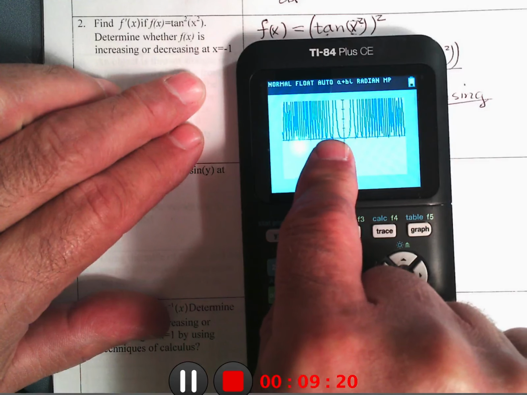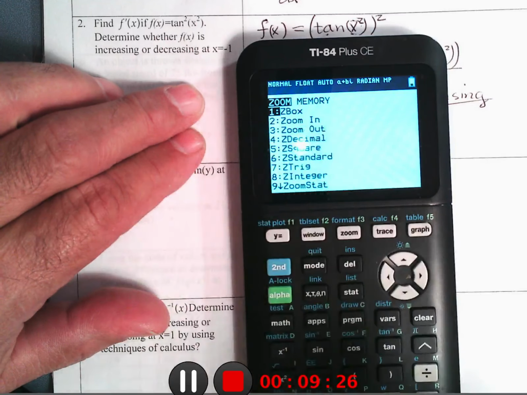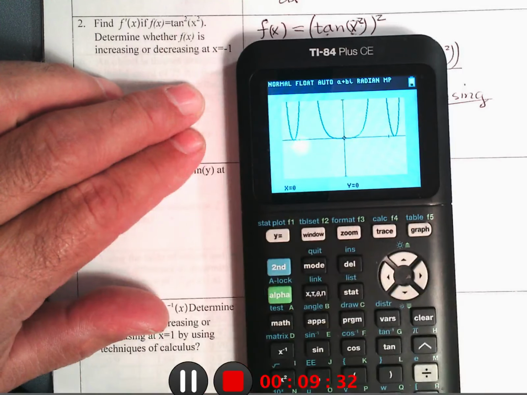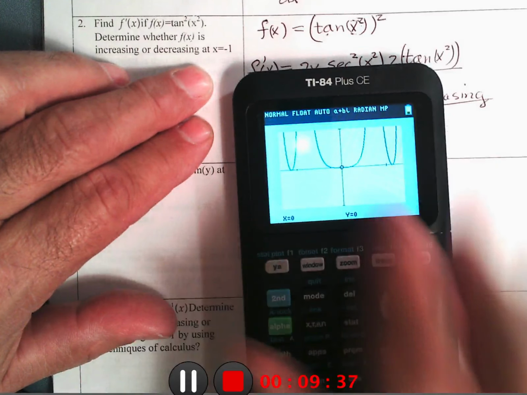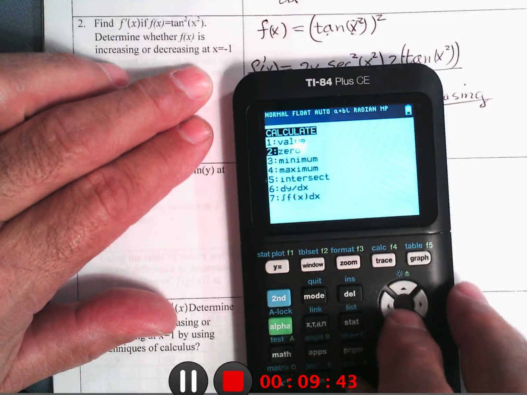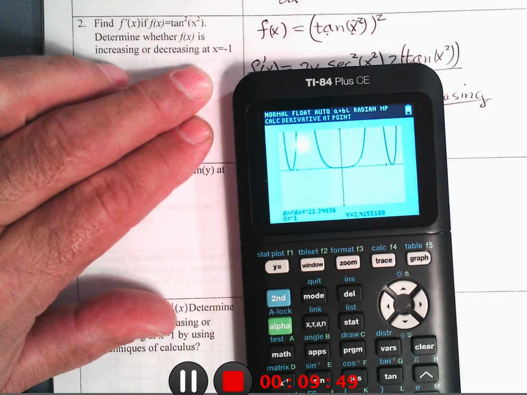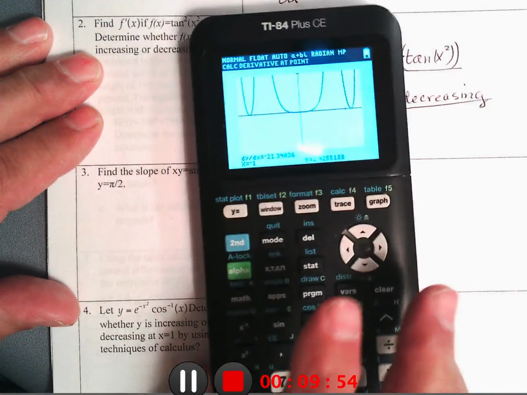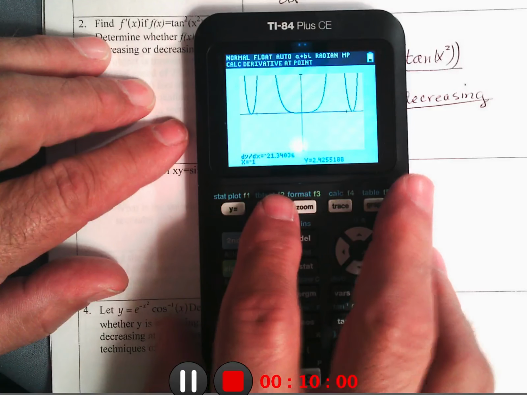I want to know what's going on at negative 1. Well, let's zoom in, zoom to, enter. At negative 1, looks like the slope is positive at negative 1, doesn't it? Second, calculate the slope, dy dx, at negative 1. No, it says it's negative 21.34. And it's off the top of the screen, so I'm curious. I'm going to go look at it a little closer. Oh, maybe that's not -1 if I'm in Zoom Trig.